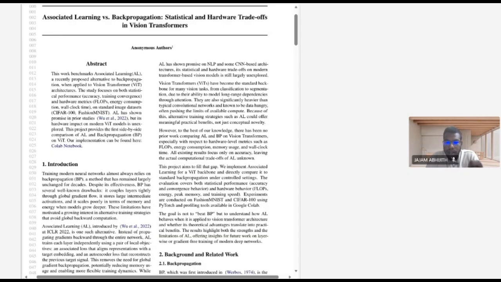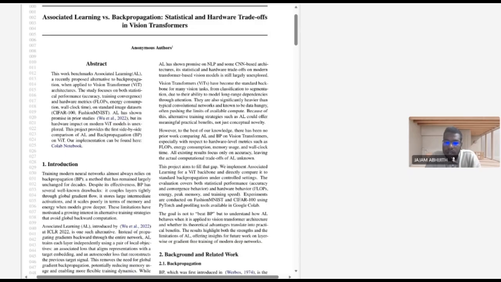The motivation behind AL is pretty compelling, actually. It should reduce memory requirements because you don't need to store the full computational graph. It decouples layers, which could enable more flexible training. And it's arguably more biologically plausible than backprop, which is kind of cool from a neuroscience perspective.